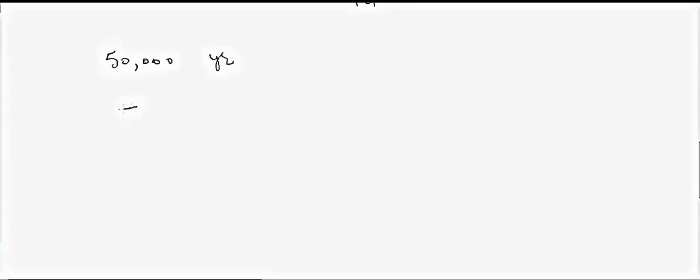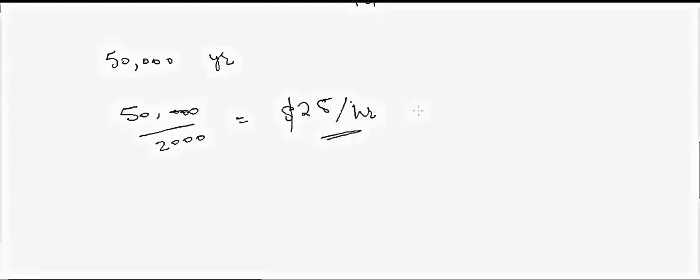If you divide 50,000 by 2000, that will give you $25 per hour. So that will be your hourly salary. And how did I come up with this number? Because approximately there are 2000 hours per year.